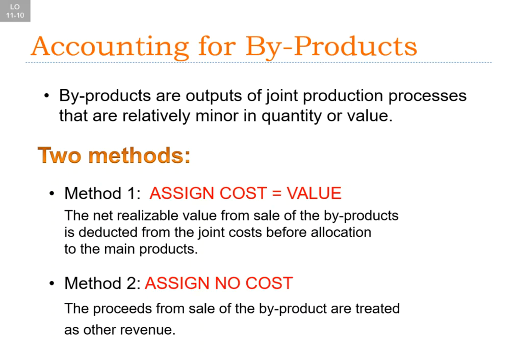In the second method, we assign no cost to the byproduct, and the proceeds from the sale of the byproduct are simply treated as other revenue in the period of the sale. Let's go ahead and walk through an example.